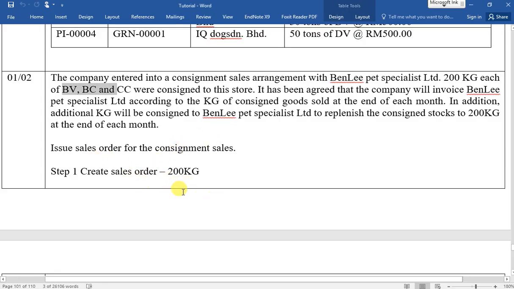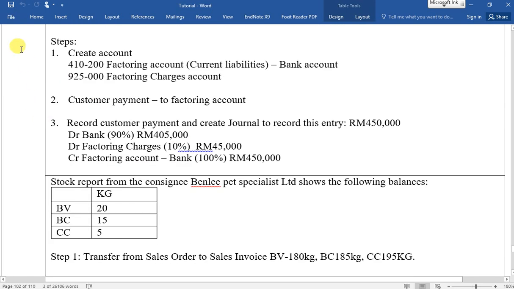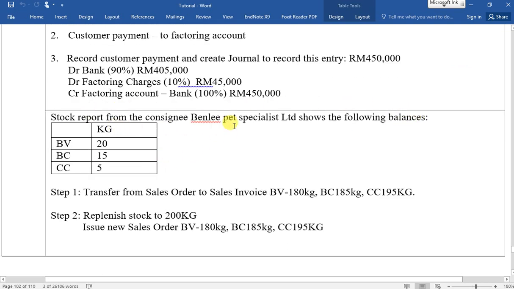Okay, then this is the first one: create a sales order. The story continues at the end of the month, on 28th of February. It mentions that you have the following items. Beginning of the month, you already sent them 200 units, right? End of the month, the balance will be this. So you have to create an invoice for the amount sold to this company. Initially, you give them 200 units. End of the month, they have 20 left over, which means the amount sold will be 180 units. Are you guys okay? So here 185 kg, here 195 kg.